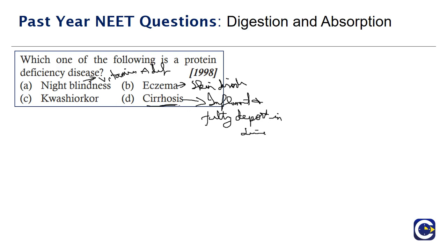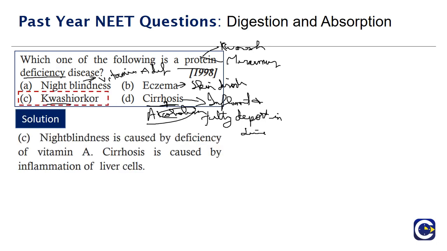This happens in chronic alcoholism. Cirrhosis is in alcoholism, not due to any deficiency. Protein deficiency disorders are only 2 in number as far as our syllabus is concerned. So it's kwashiorkor and marasmus. So here is given kwashiorkor. So the answer is kwashiorkor. Night blindness is caused by deficiency of vitamin A. Cirrhosis is caused by inflammation of liver cells in alcoholism.